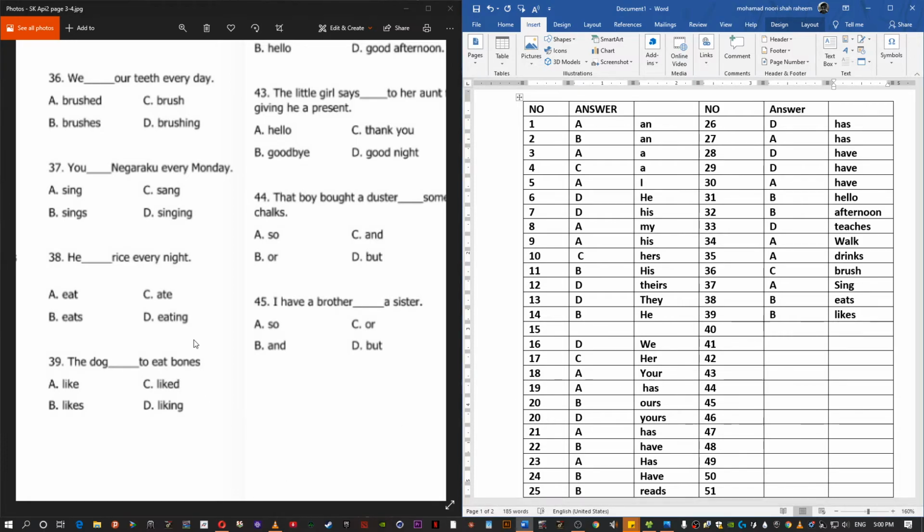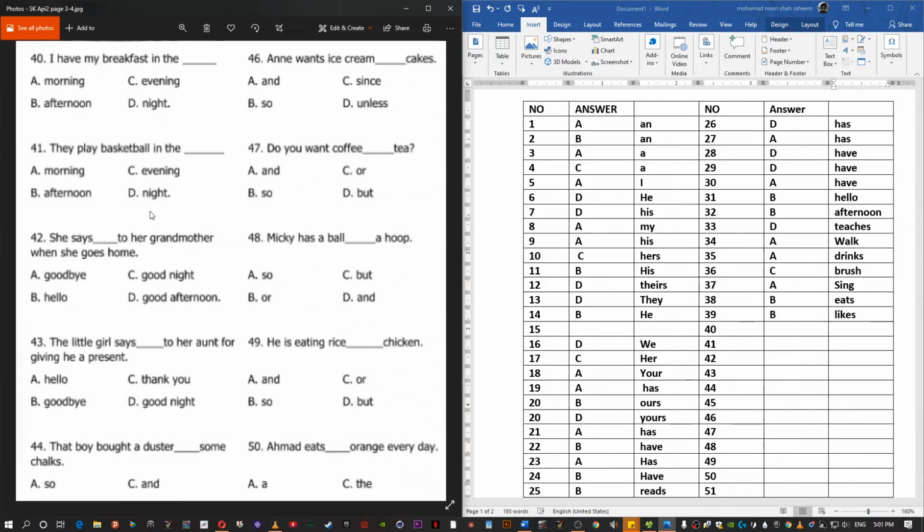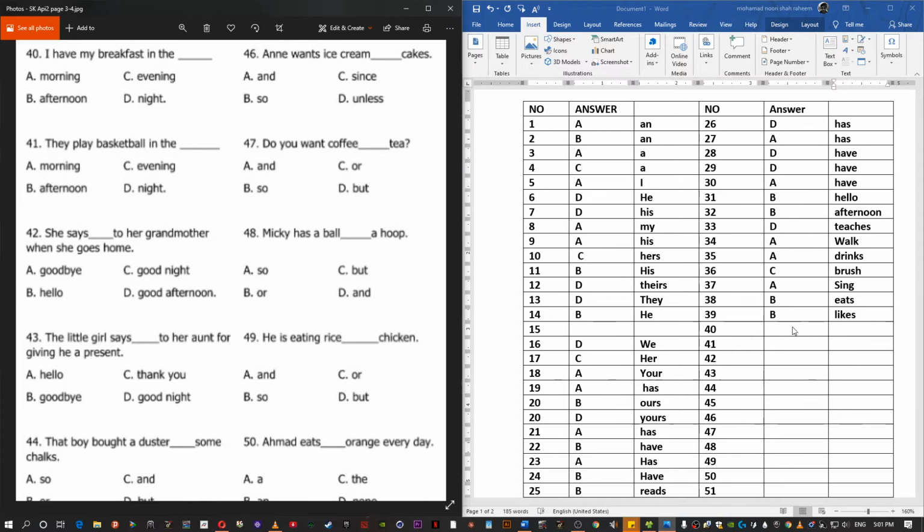Kenapa dia present tense? Dia tak ada pun bagi masa kat sini. Every night, every Monday, tak sebut pun. How do you know it's present tense? So when you like something, you don't like something sekali suka lepas tu tak suka dah. This is something that you do every time, something that happens always. Betul? I have not explained kan? So because of that, it's macam fakta lah. Fakta yang sentiasa benar. So you have to use present tense. Yeah? Okay, number 40. I have my breakfast in the morning.